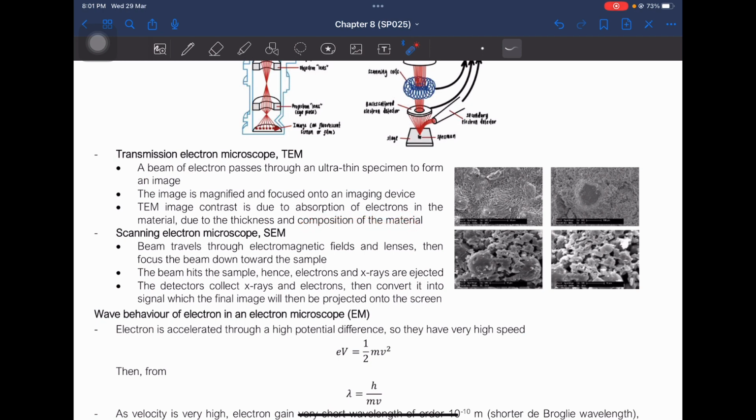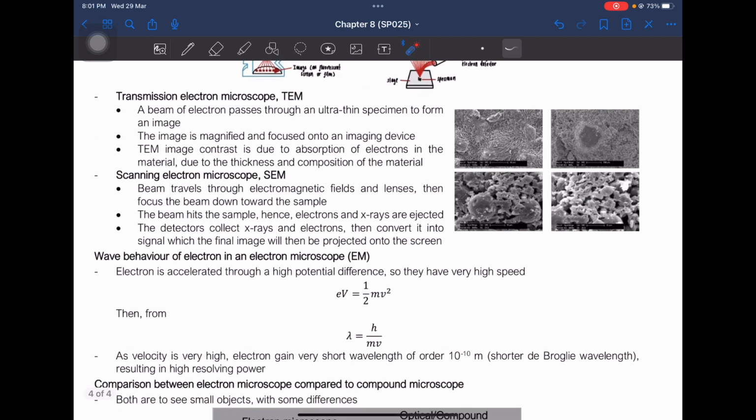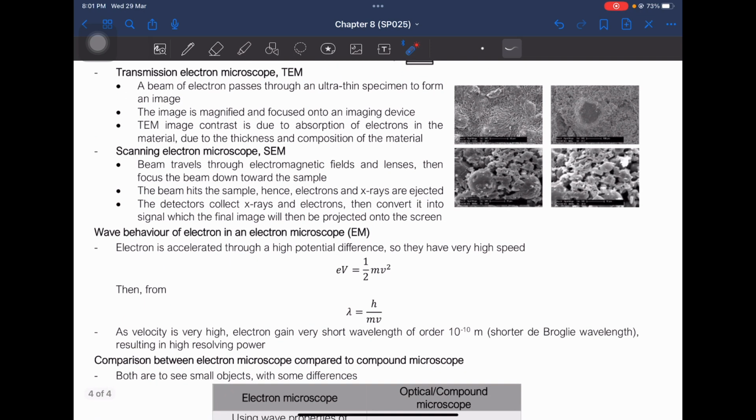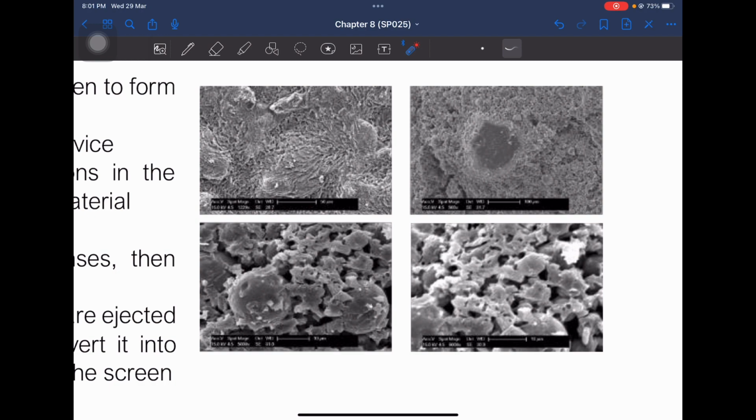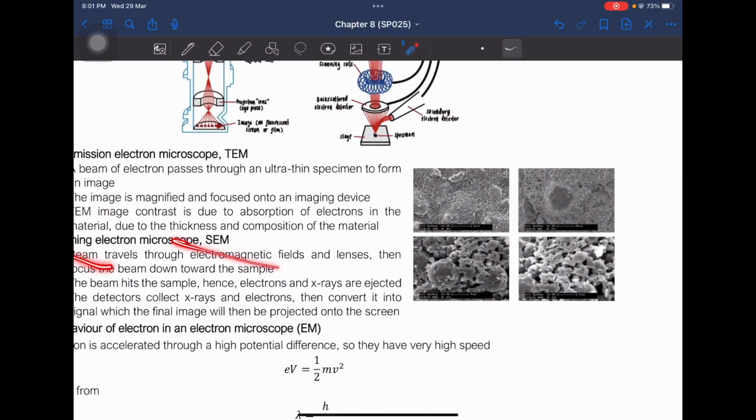Now we have the scanning electron microscope. So basically, the beam travels through the electromagnetic fields and lenses, which then focus the beam down toward the sample. The beam hits the sample, and then electrons and X-rays are ejected. And then the detectors collect the X-rays and electrons and convert them into a signal, from which the final image will be projected onto the screen. So this image here is actually an image that I got from using a scanning electron microscope when I was in the UK.